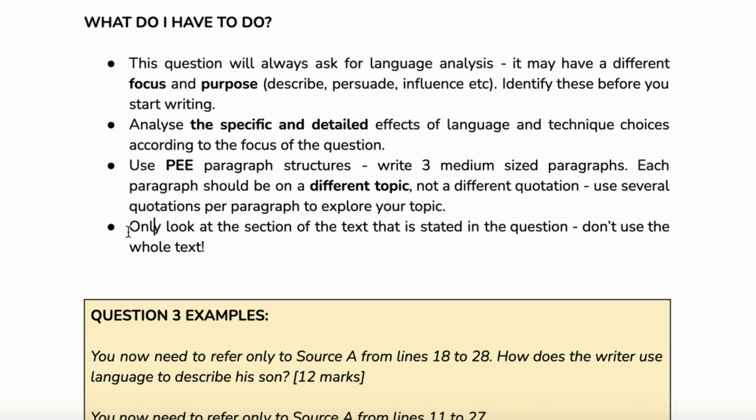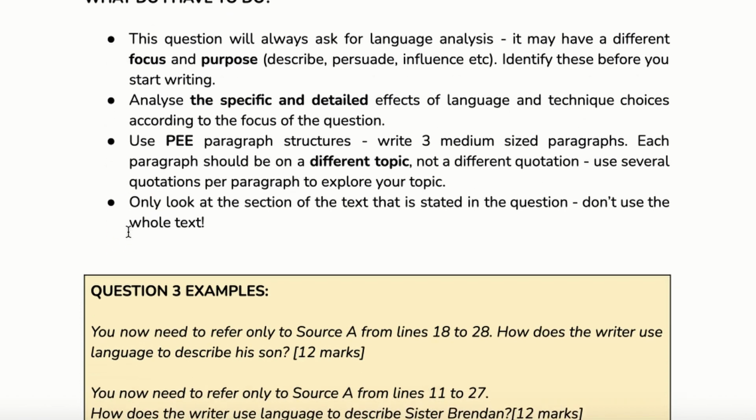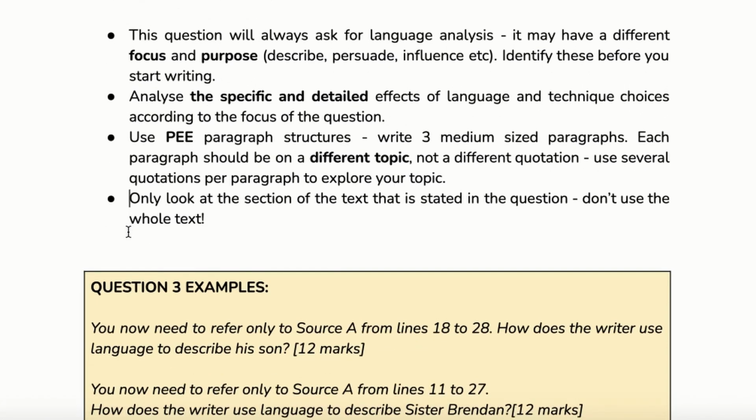This last point, I put it in because I did this wrong once and it drove me crazy. So make sure to look at the section of the text that is stated in the question. Don't use the whole text. It will tell you where to look. Usually it gives it you in a box, so that's fine. But make sure if it says look at lines whatever to whatever, you don't look outside of that. As soon as you do that, you'll start dropping marks.